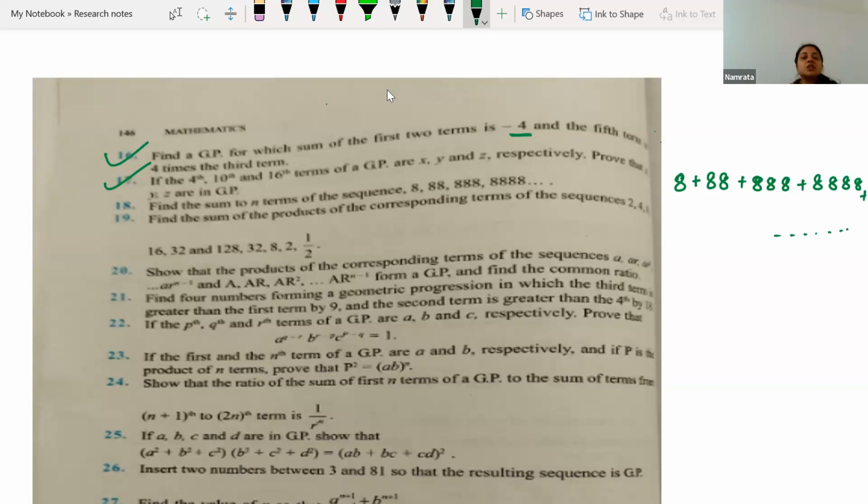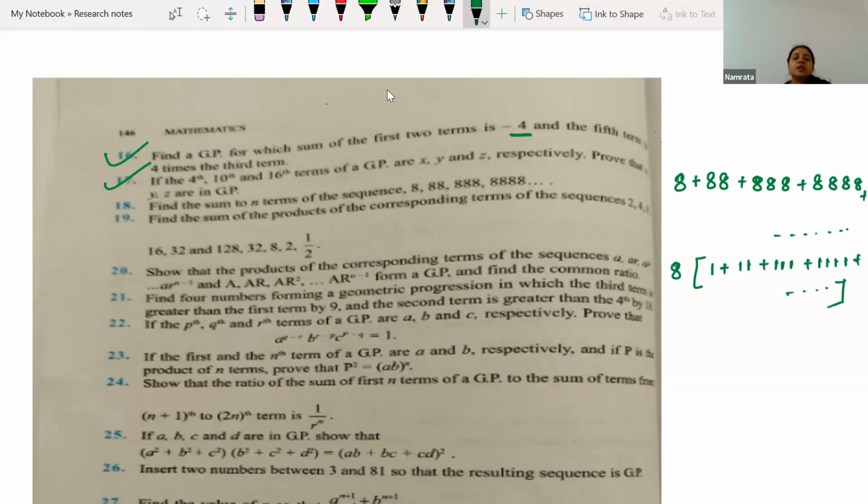Obviously we can easily make it a GP, even if you are not doing geometric progression. If this question came in the exam, how would you identify? We can convert it to a geometric series. How? We can take out 8 common. So we will be having 1 plus 11 plus 111 plus 1111 plus dot dot dot. Yes or no?